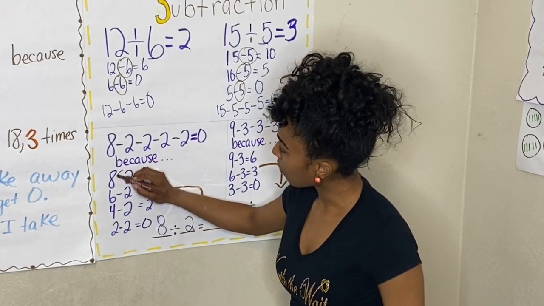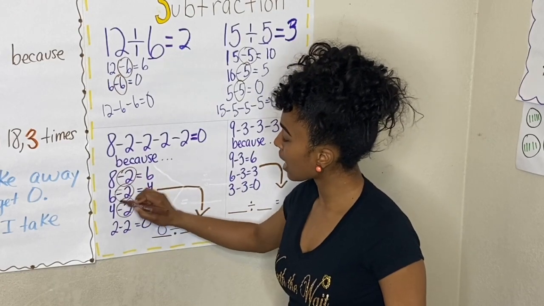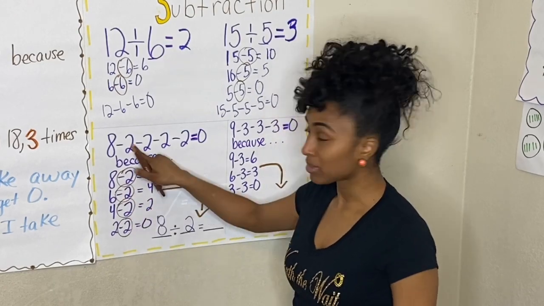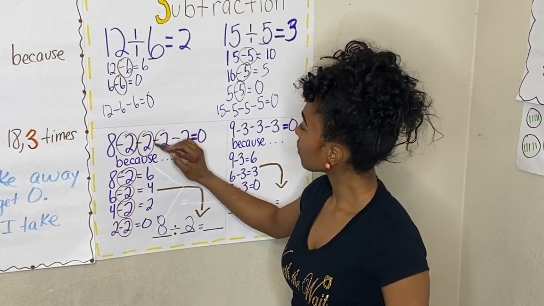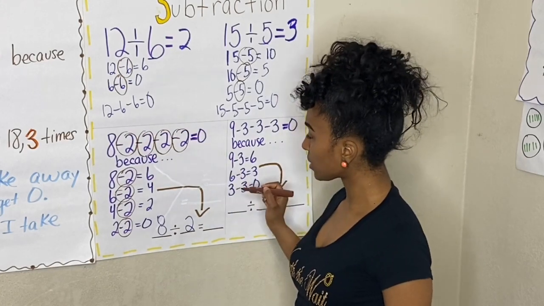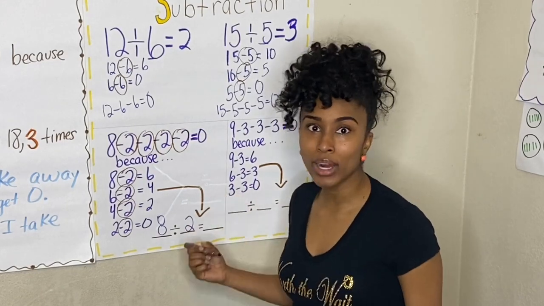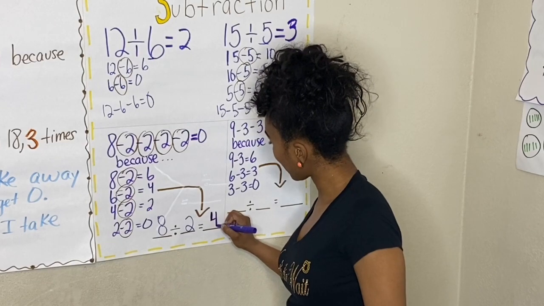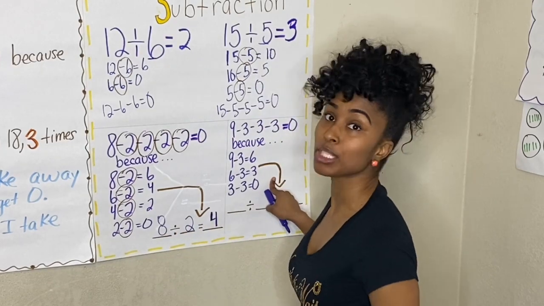Now I can figure out how many times I took away my divisor to get my answer. I took it away 1 time, 2 times, 3 times, 4 times. Same thing here. 1 time, 2 times, 3 times, 4 times. So because I took away my divisor 4 times, that is my answer. 8 divided by 2 equals 4. Let's try the next one.